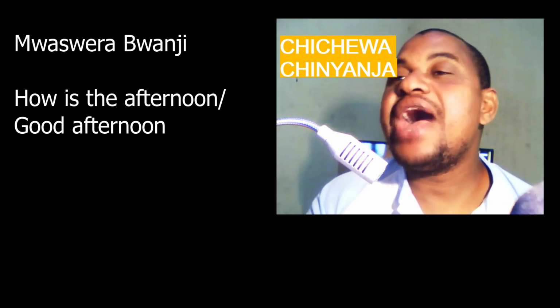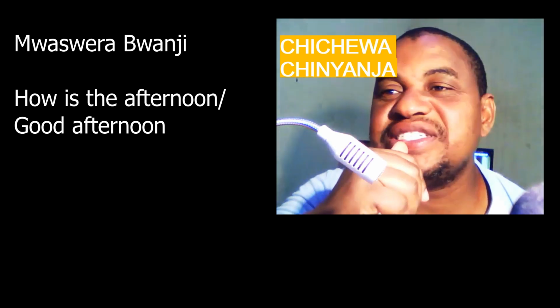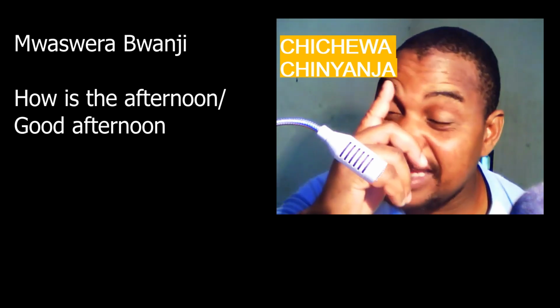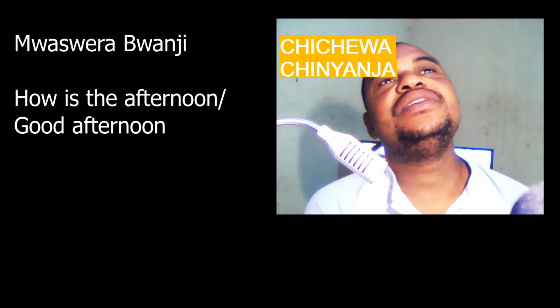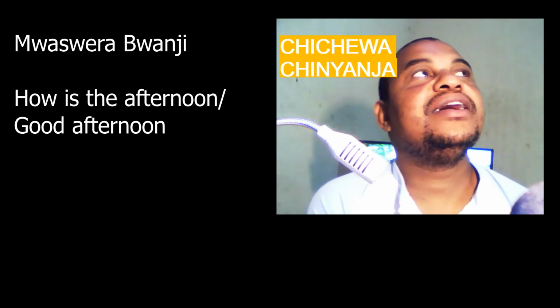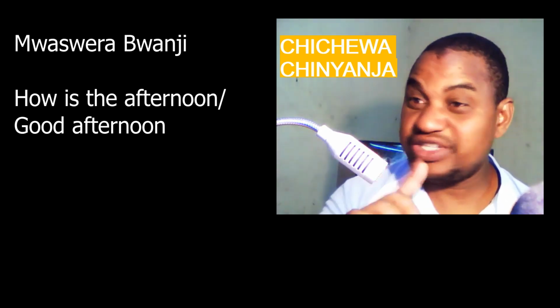Mwaswera bwanji. So in Chichewa we use L, W, L and R. I know like in Shona there is no L. In many languages some sounds don't exist. Like in Chichewa also there are some sounds that are very unique to Chichewa. Like for example there is W with a cap, where you cannot find any other language in the world. I have not heard about it anywhere else. W with a cap.